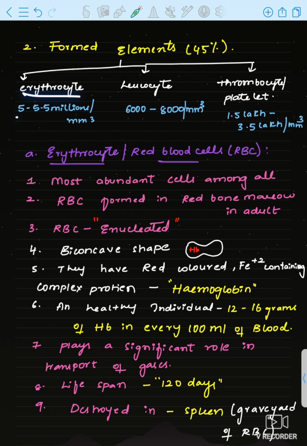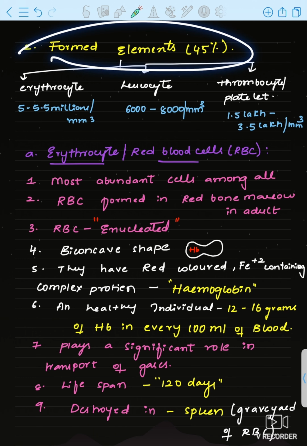Okay, you have to remember their values. Erythrocytes are 5 to 5.5 million per mm cube. It is the highest value, they are present abundantly. Leukocytes are the least, 6,000 to 8,000 per mm cube of blood. And thrombocytes are average, not very high, not very low, that is 1.5 lakh to 3.5 lakh per mm cube.